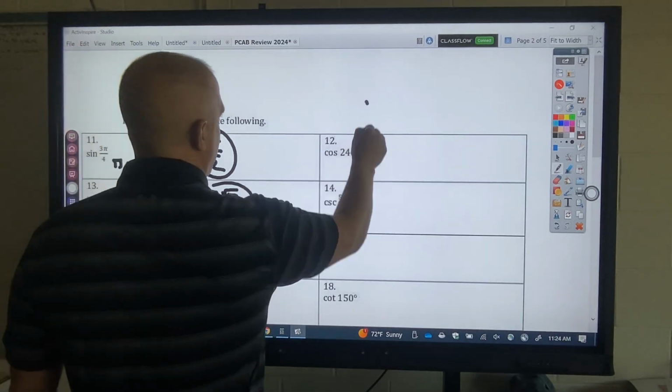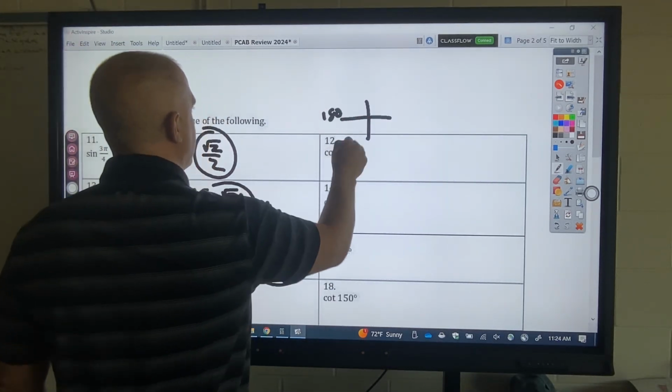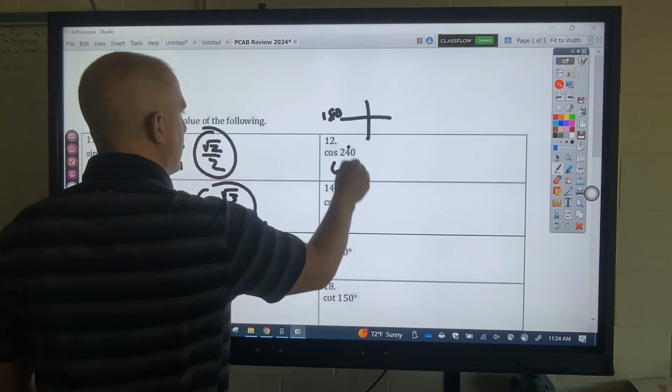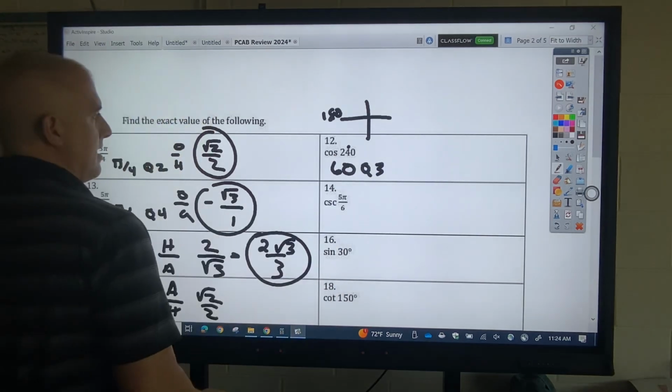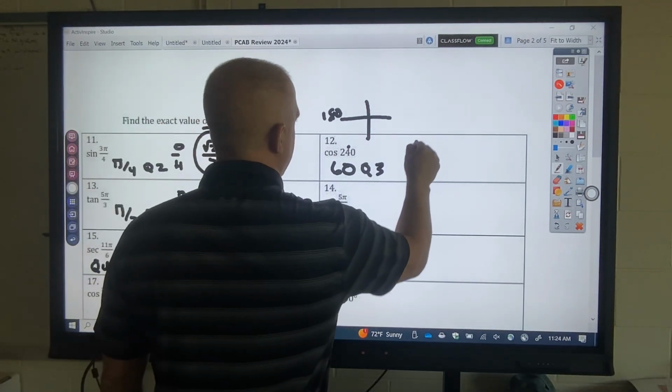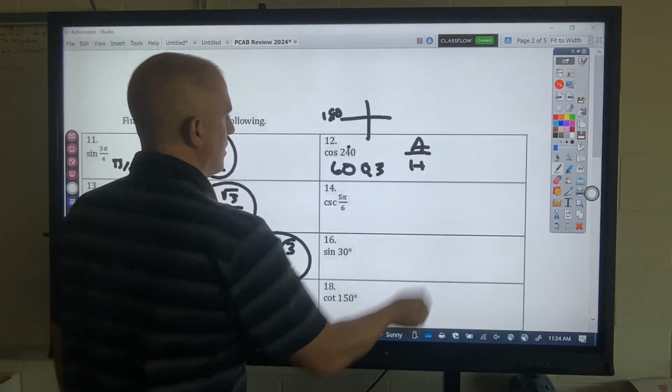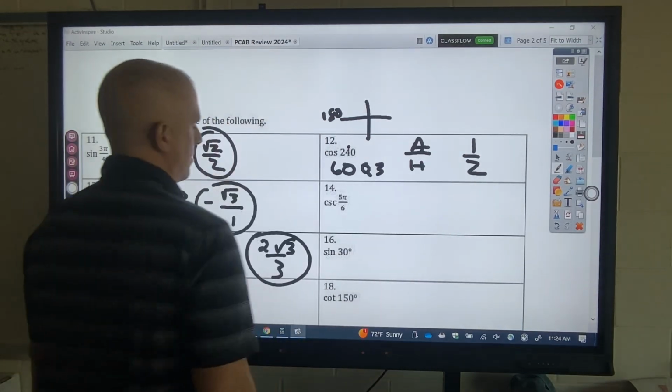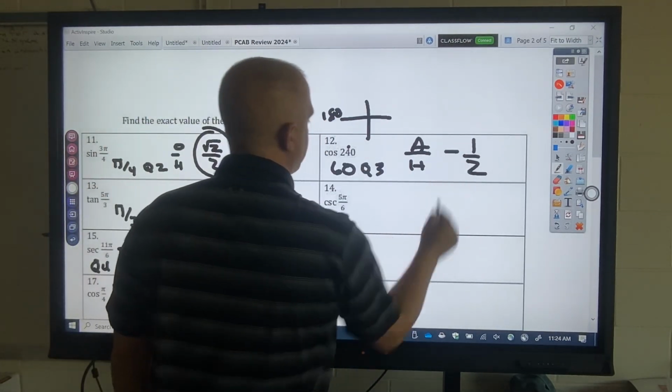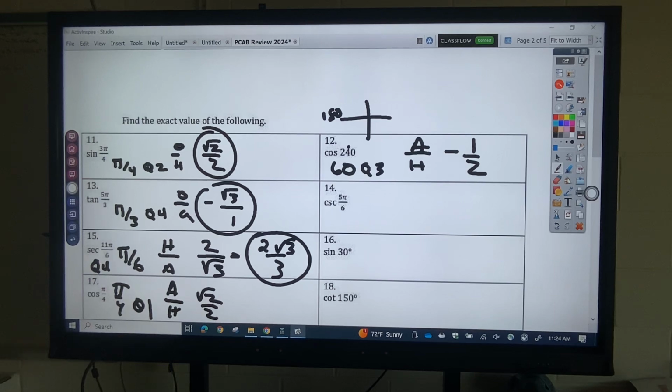All right, here I would have to compare to 180 degrees. The difference there would be 60, and that is in quad 3, okay? So in the 60-degree triangle, you got A over H, so that's going to be 1 over 2, okay? All right, and since it's in quad 3, only tangent and cotangent would be positive.